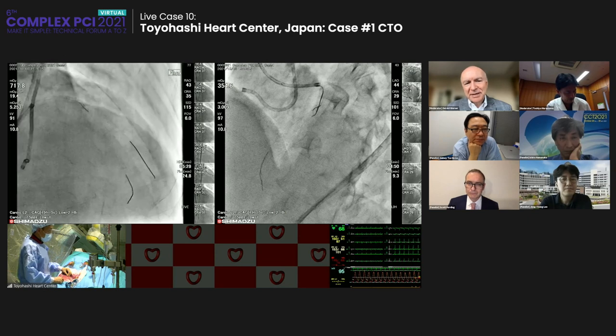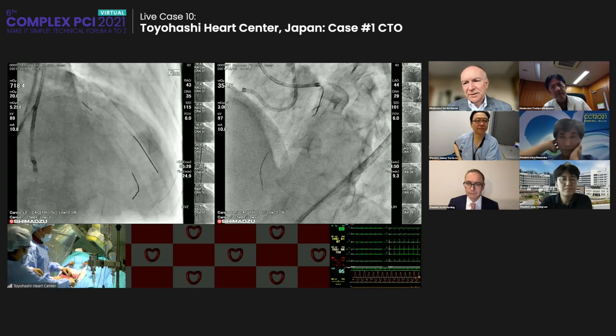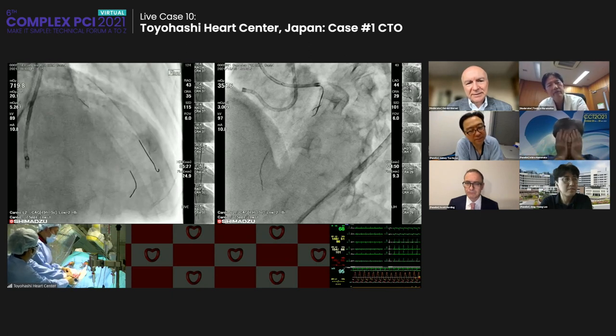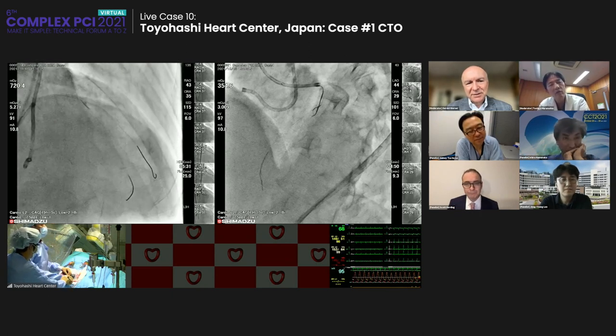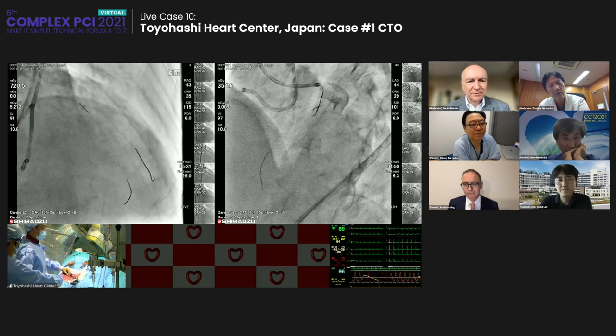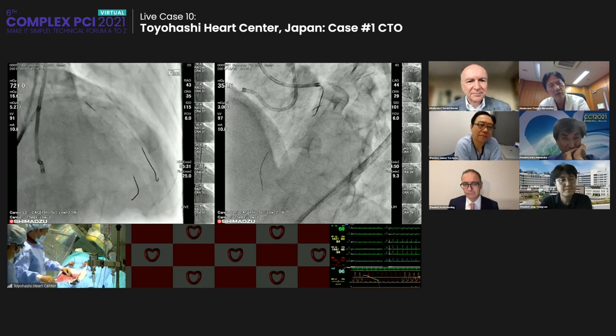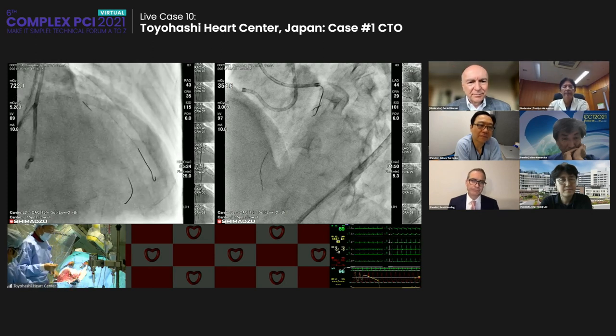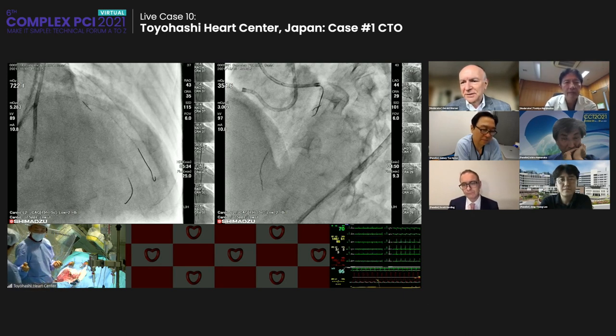Probably for the distal bifurcation one could get away with a single stent approach, but for the diagonal LED, probably you need two stents, I guess. Now you can use one stent from the bigger branch of these two diagonals and do a two stent approach. Yeah. We could already discuss among the panel what kind of approach.